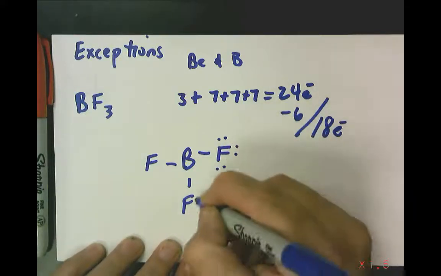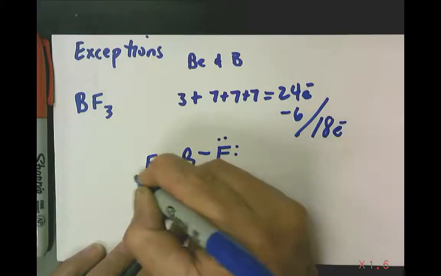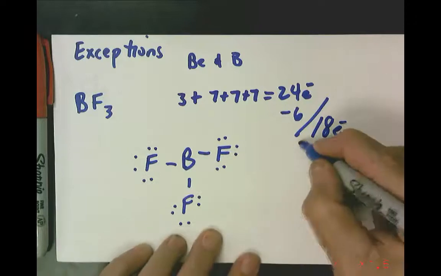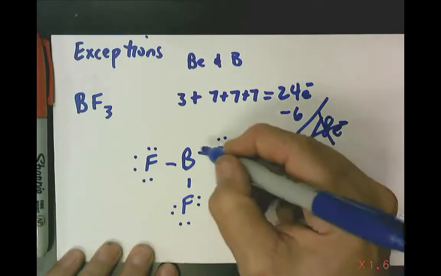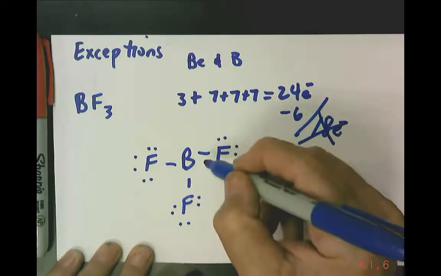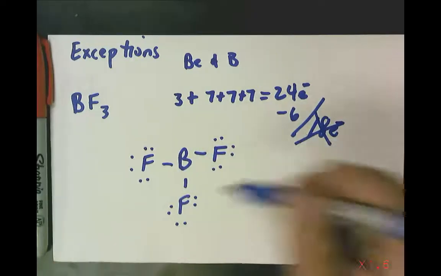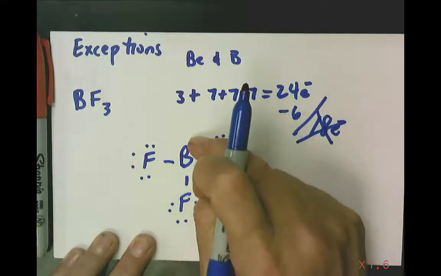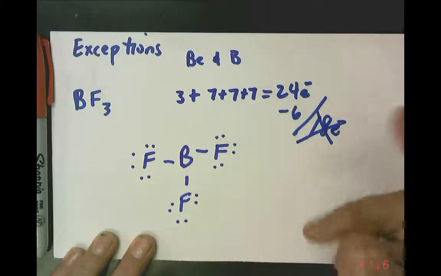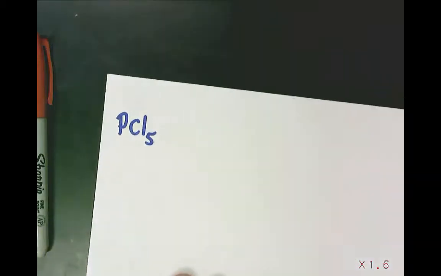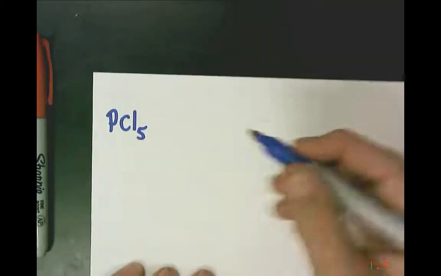Complete the octets on the outer elements. 2, 4, 6, 8, 10, 12, 14, 16, 18. We've used all 18 now, and boron's octet is not complete. It only has 6, and that's what makes it very reactive. Now, yes, we could push 2 electrons down, but boron doesn't tend to do that. Okay, so this is one of the exceptions to the rule.